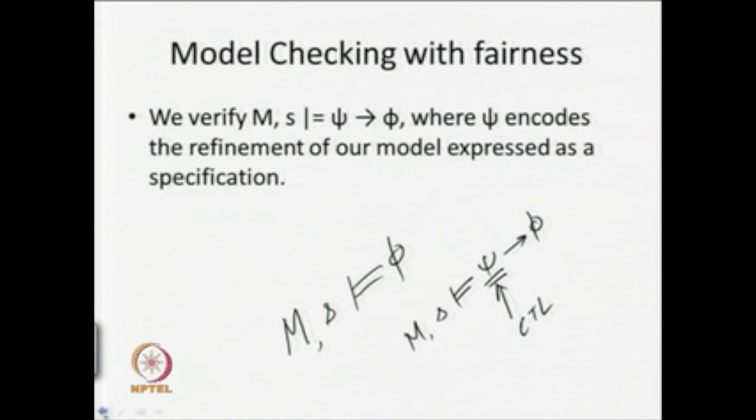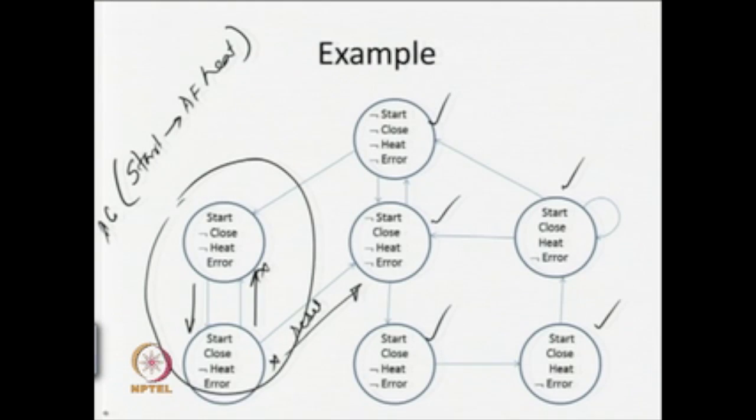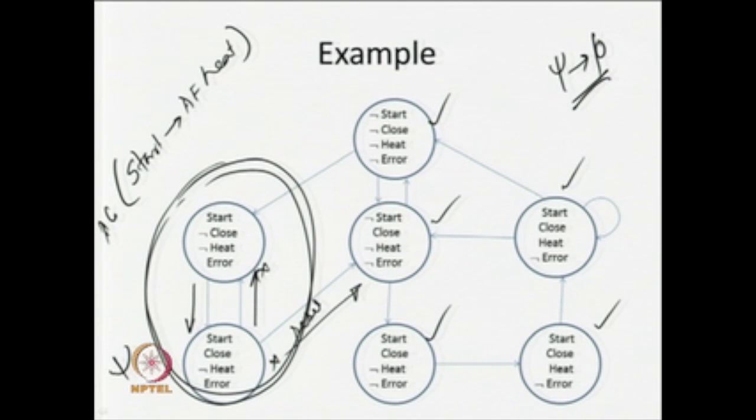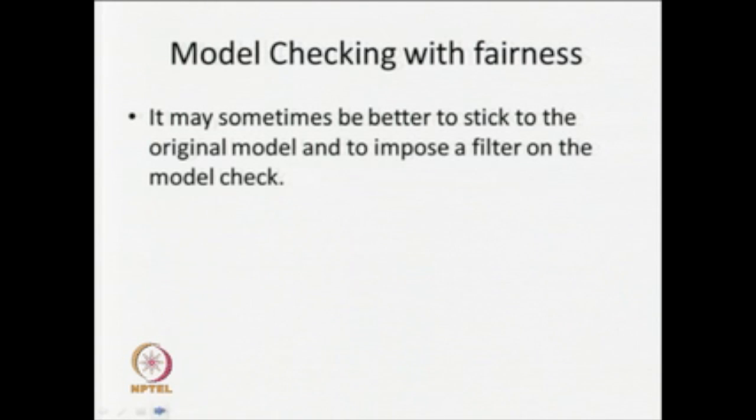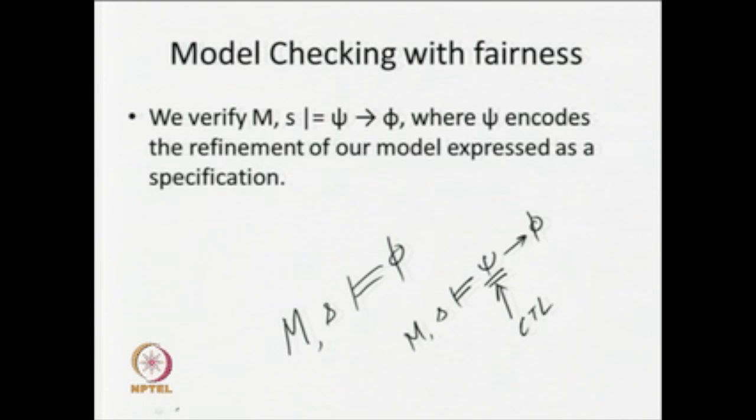In this particular case, somehow we have to put some constraints so that it is going to eliminate this particular unrealistic behavior. So, we are trying to capture this particular unrealistic behavior with another CTL formula psi. That means, we will say that when psi is true, then phi is true. So, psi implies phi. We are going to check for the correctness of psi implies phi. That means, whenever psi is true, then look for the correctness of phi.